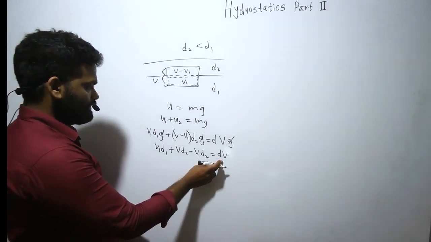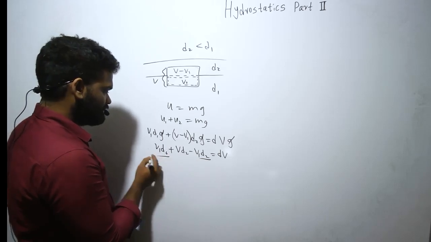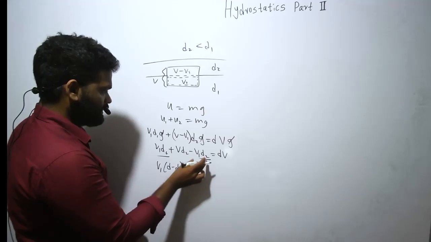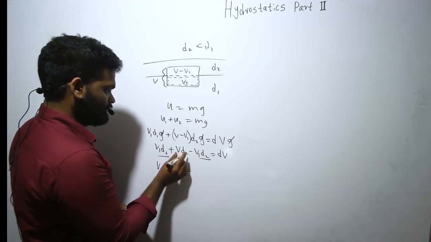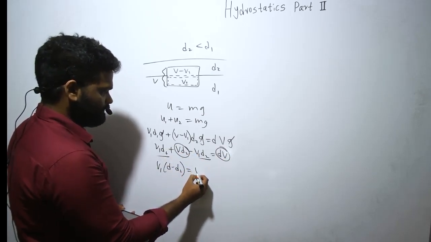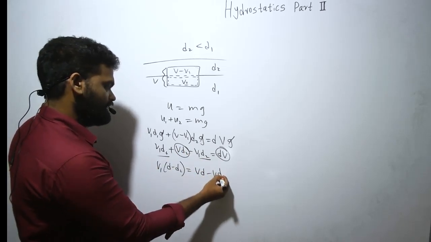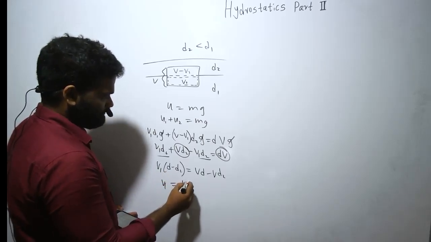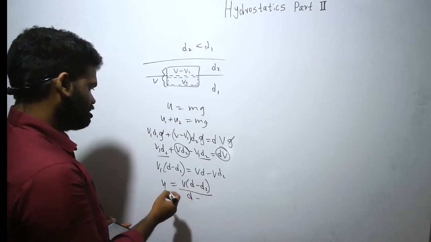You just have to find V1, right? From these two terms, I'll take V1 out. You get D1 minus D2, equals, just take this term to the other side. So you have V d minus V D2. Just subject V1, take V out, d minus D2 divided by D1 minus D2. Where did we go wrong?